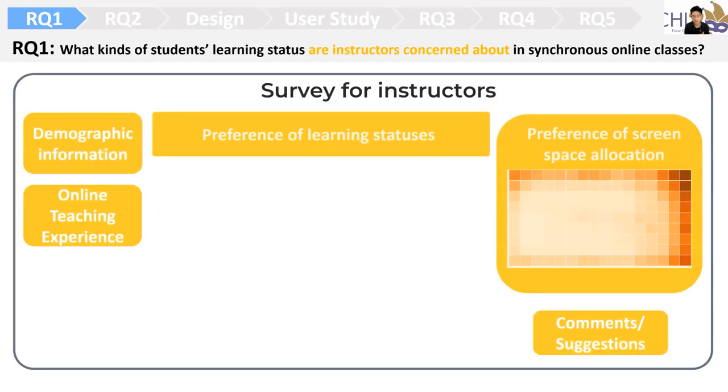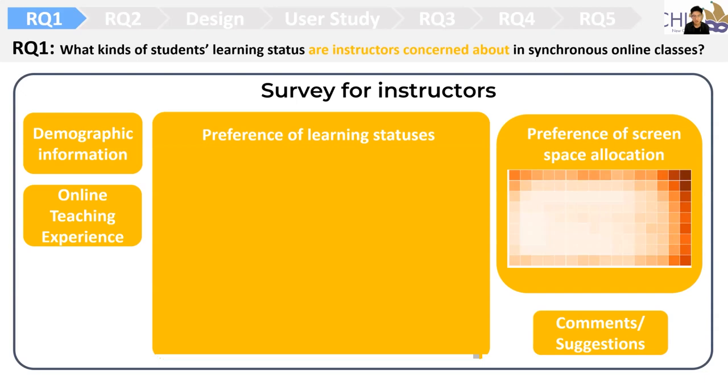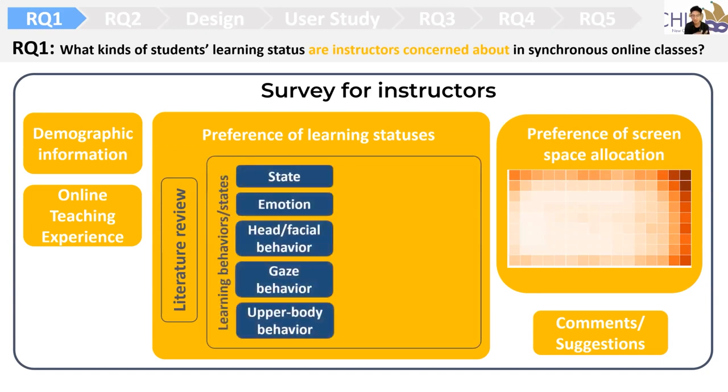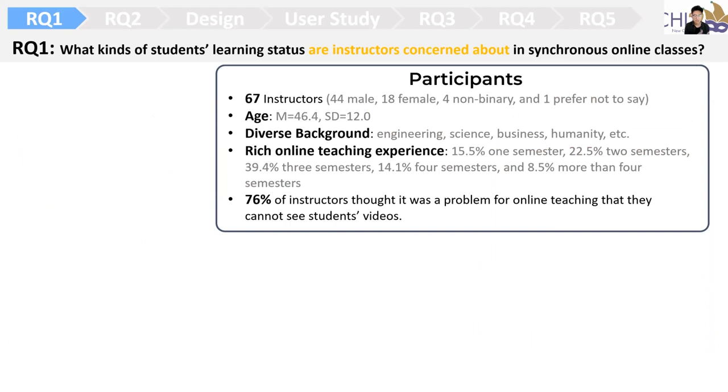To answer this question, we conduct a survey for instructors. Especially, we collect instructors' preferences of learning status. From literature review, we conclude five types of student learning status, and for each, we let participants give their perceived importance: very important, somewhat important, or not important. We launch a survey with 67 instructors from different majors with rich online teaching experience.